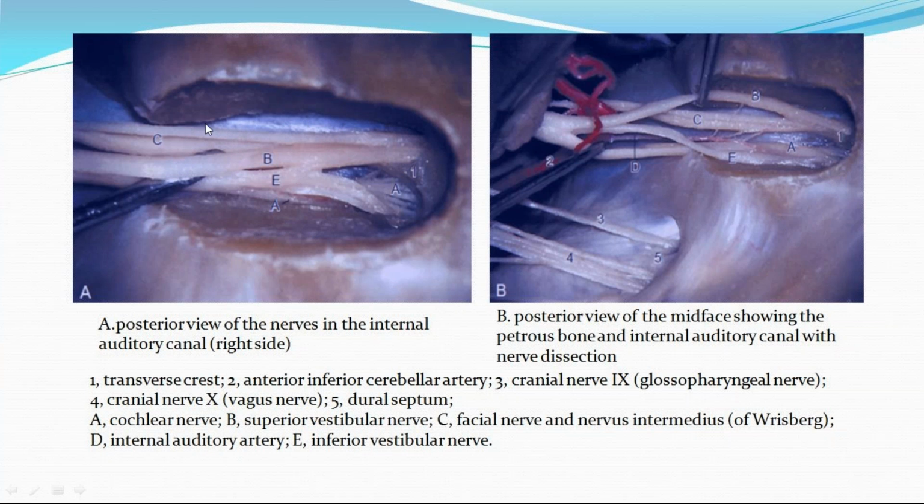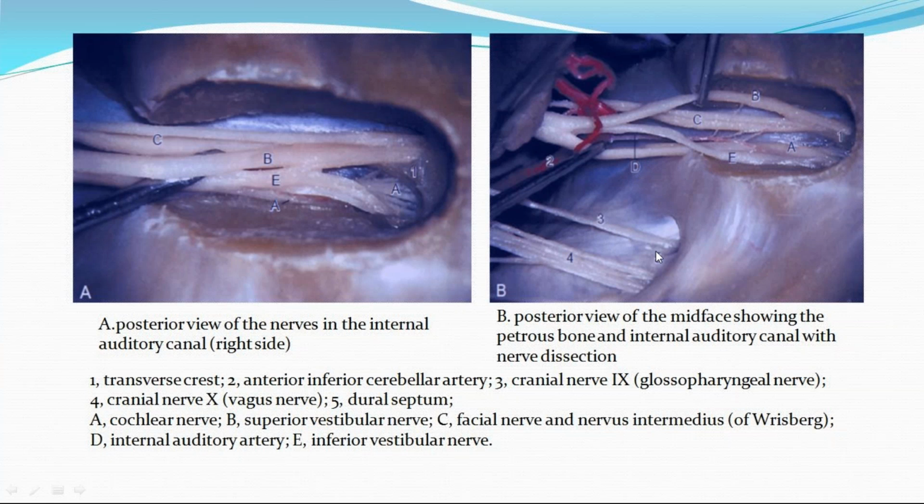So these are the different positions of the nerves. This is inside the internal auditory meatus, and this is when dissected medially from the pontomedullary junction. You can see this is B. C is the facial nerve going here, and B is the superior vestibular nerve, and A you can see is the cochlear nerve here, and F here is the singular nerve.